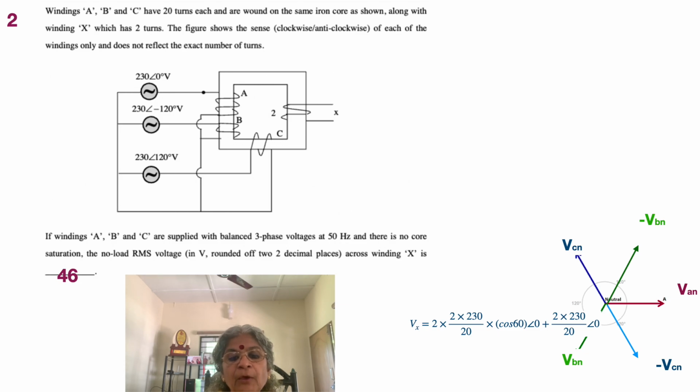So what we have here is 230 volts, of course. The 230 volts is now divided in a ratio of 2 by 20, because each of these is taken into consideration.